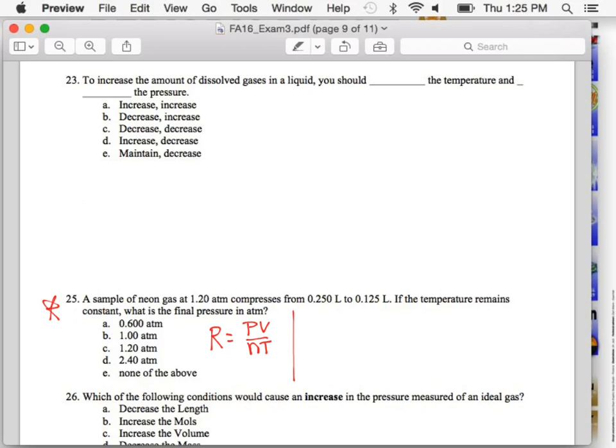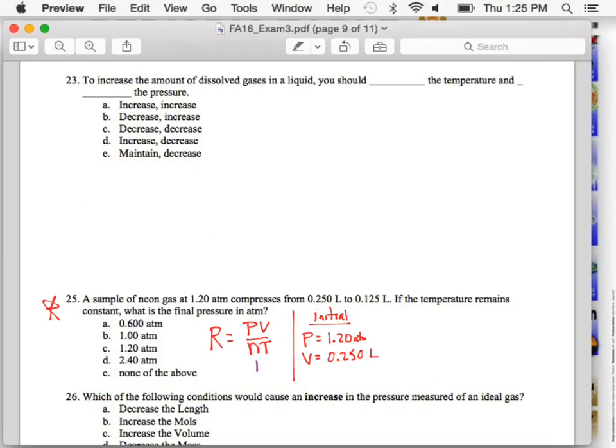Well, I'm looking at an initial condition and a final condition. What am I given initially? Giving the pressure at 1.20 ATMs. What else am I given? The volume. What is the volume initially? 0.25 liters. That becomes tricky because you have to be able to interpret the English out of that statement. It started at 0.25 and went to 0.125.